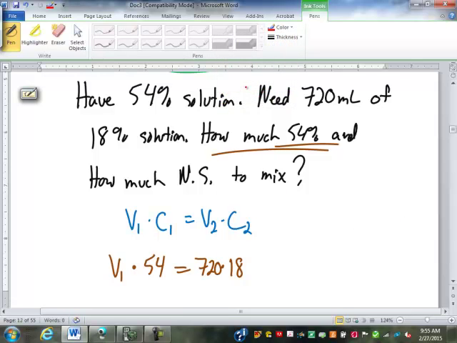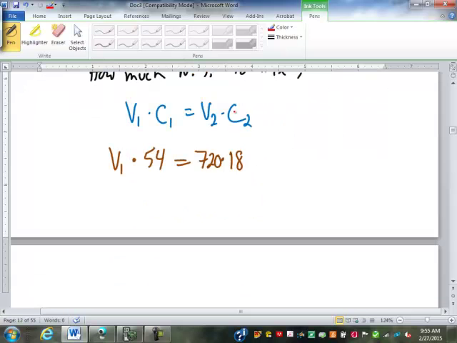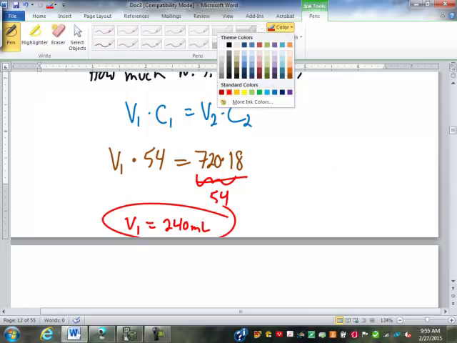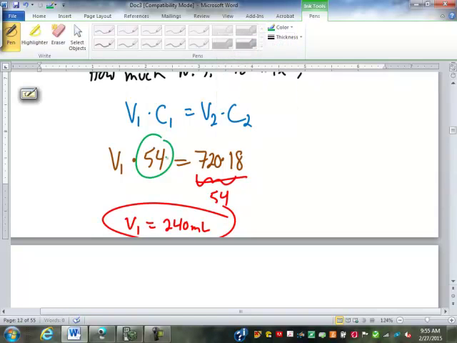Now what? Well, we're going to do the 720 times 18. Then we'll divide by 54. Which is going to give us V1, better be 240 milliliters. V1, of course, is describing the 54% solution. So that's 240 milliliters of the 54% solution.